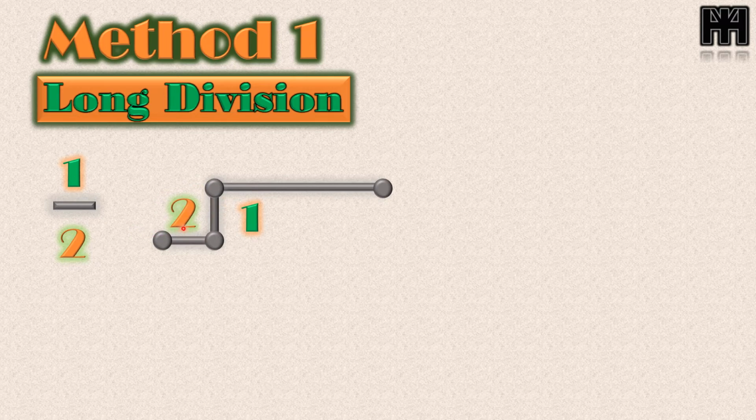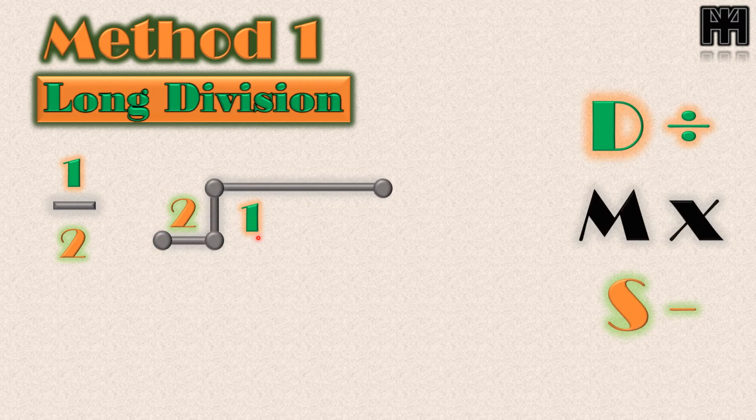We have 2 here, and the 1 here. To perform a long division, we need to do 3 major steps, which are divide, multiply, and subtract. Then repeat: divide, multiply, subtract, divide, multiply, subtract. Don't forget these 3 steps. They are very important.